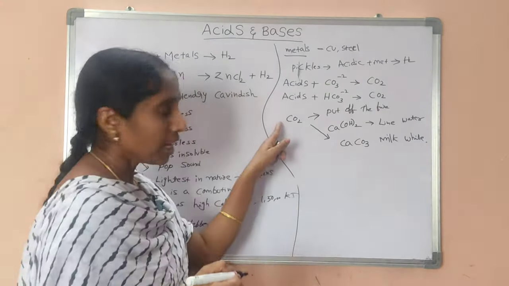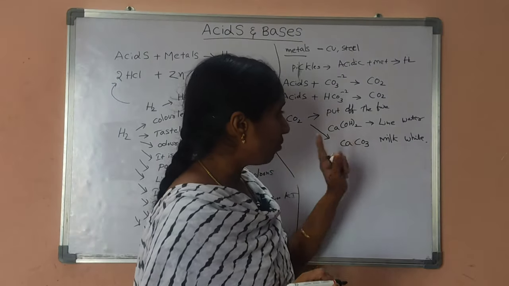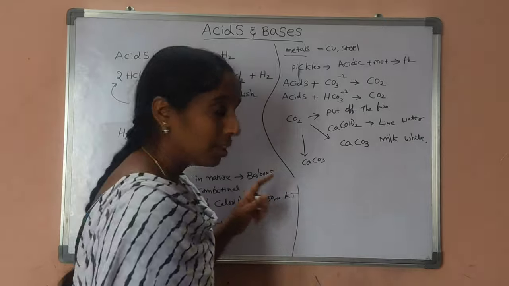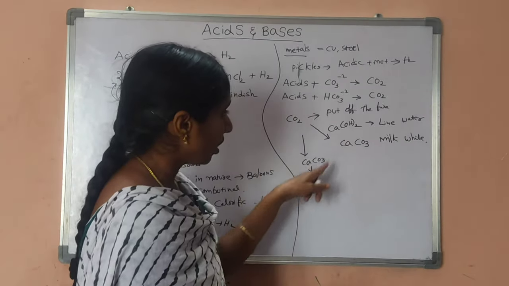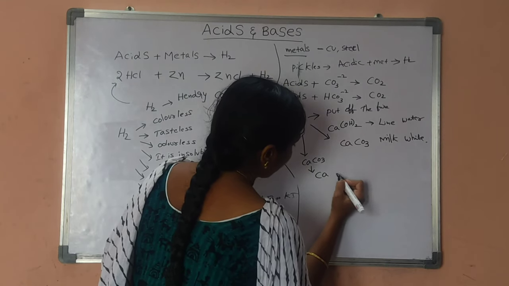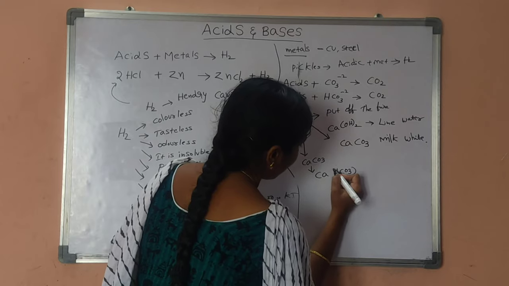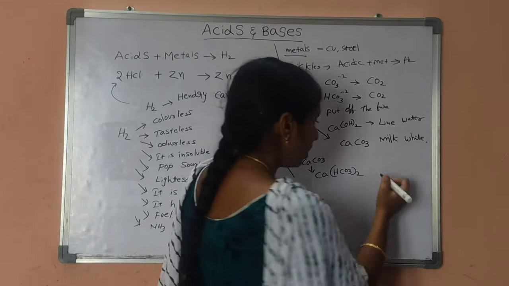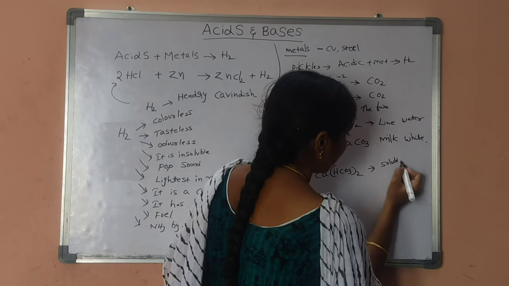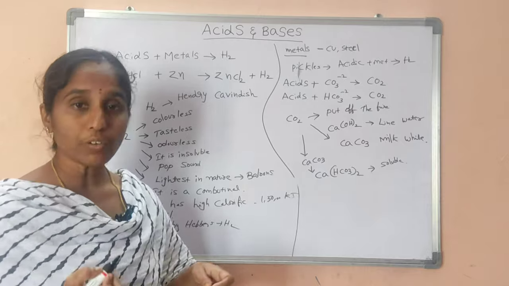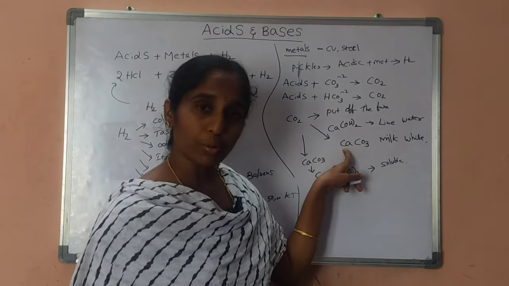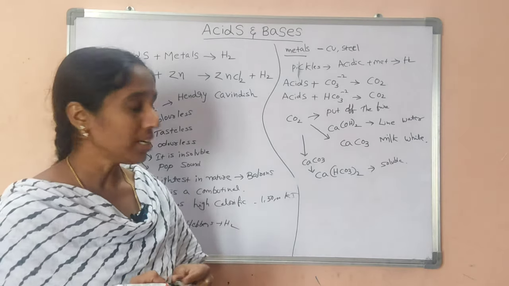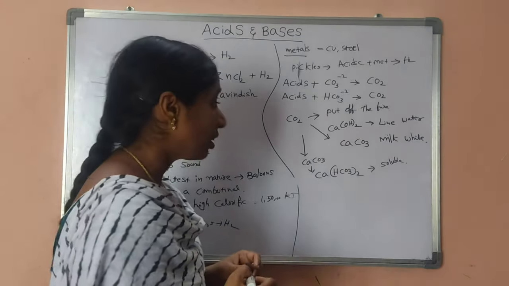But when excess carbon dioxide is passed through the lime water, first we get calcium carbonate. Then with excess carbon dioxide, we get calcium bicarbonate, Ca(HCO3)2. It is not a precipitate. It is soluble in water. Calcium carbonate is the milky white precipitate. First calcium carbonate is formed, and when excess carbon dioxide is passed through the lime water, calcium bicarbonate forms. It is not a precipitate. It is soluble in water.